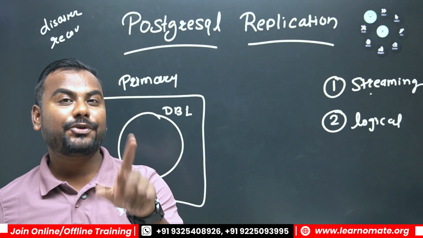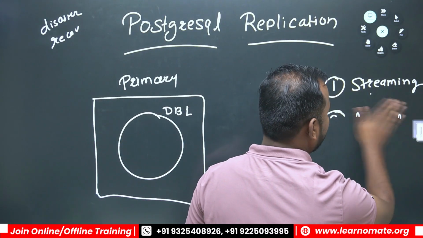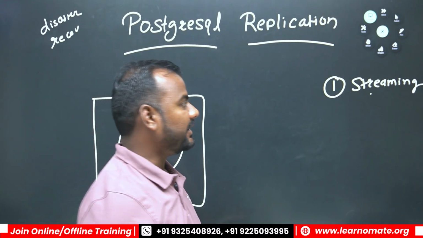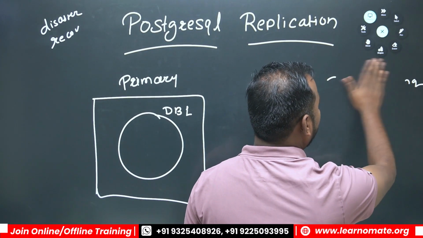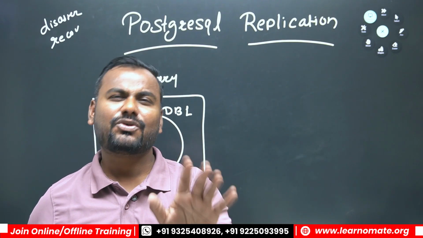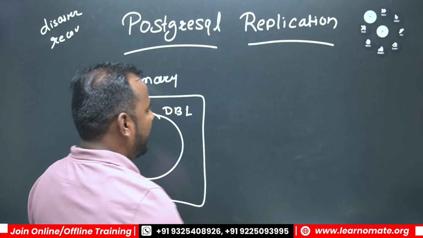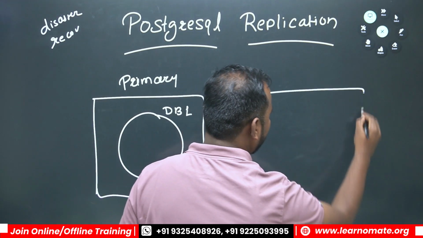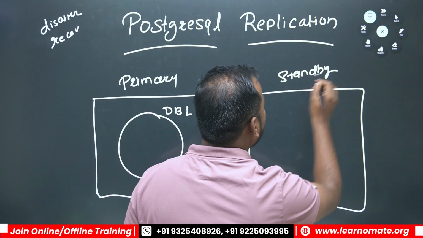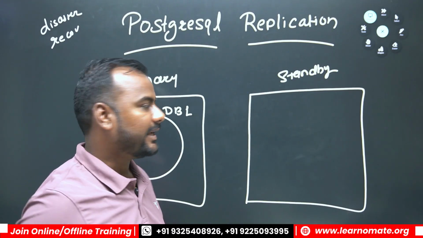In this lecture I am going to discuss streaming replication. Let's forget about logical replication; I will cover it in the next lecture. If you want to compare streaming replication with Oracle, we call it a physical standby database or Active Data Guard. So basically I have my primary server and I will have my standby server here. Some people call it master-slave, or master-replica also.